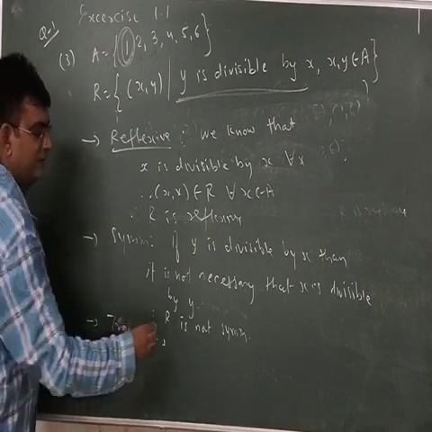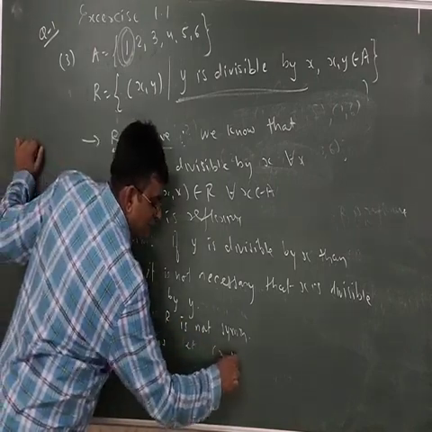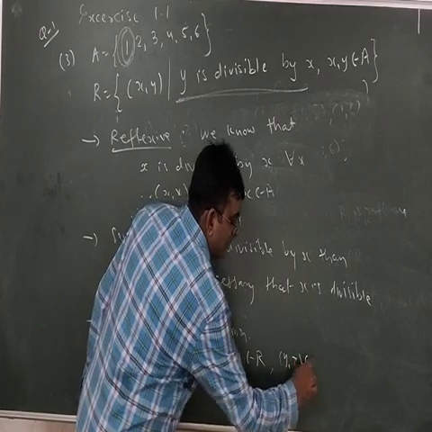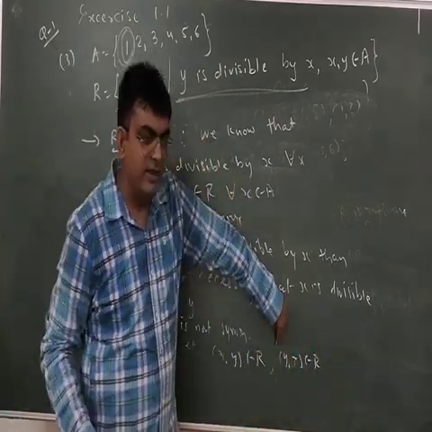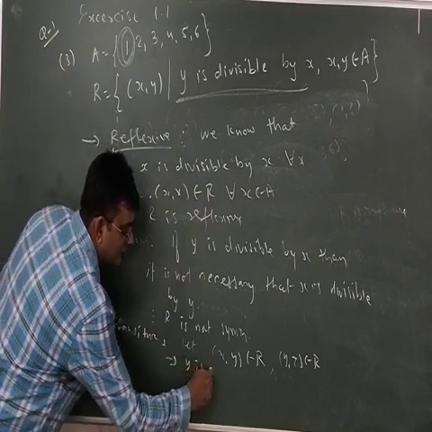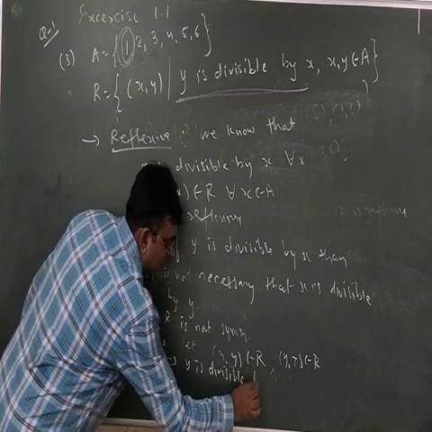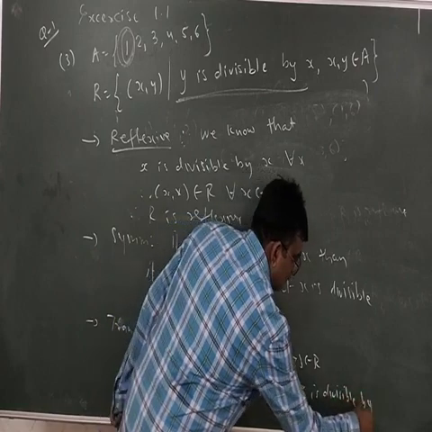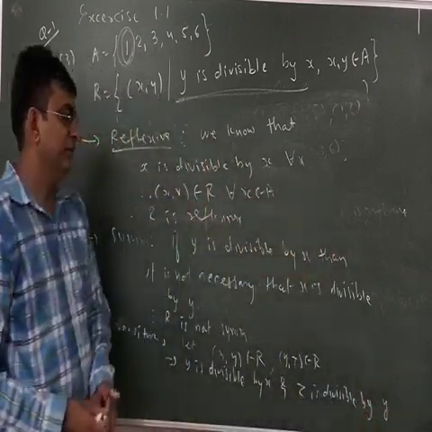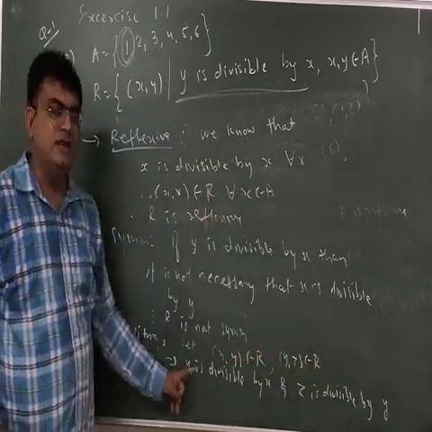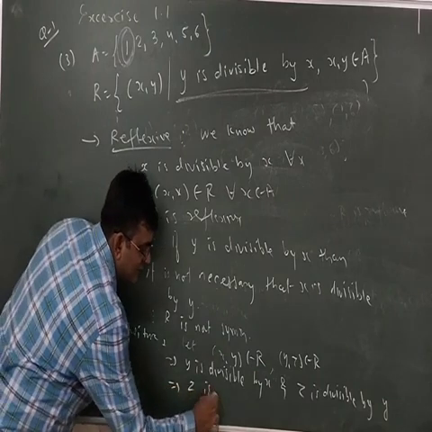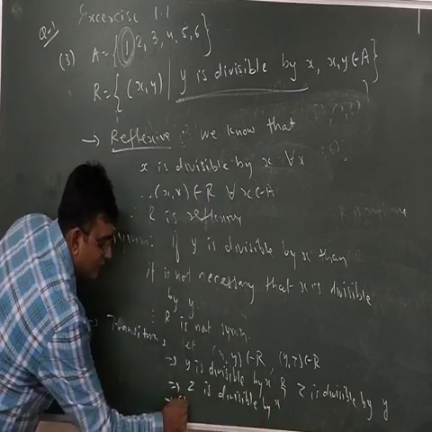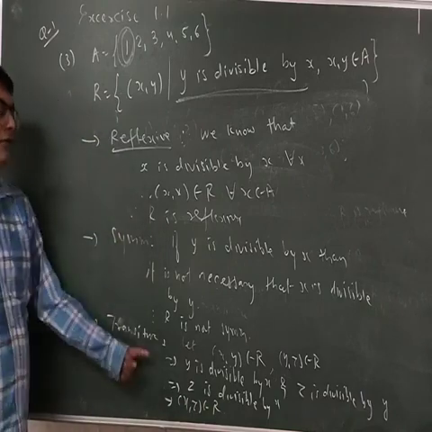For transitive, you can see here. Let us start with two pairs. (x, y) belongs to R means y is divisible by x. And the second pair, (y, z) belongs to R, means z is divisible by y. So I can write this: y is divisible by x and z is divisible by y. Also, you can use the property of divisibility. Since z is divisible by y and y is divisible by x, I can say that z is divisible by x. This is the property of divisibility. So you can say that (x, z) belongs to R. Therefore, R is transitive.